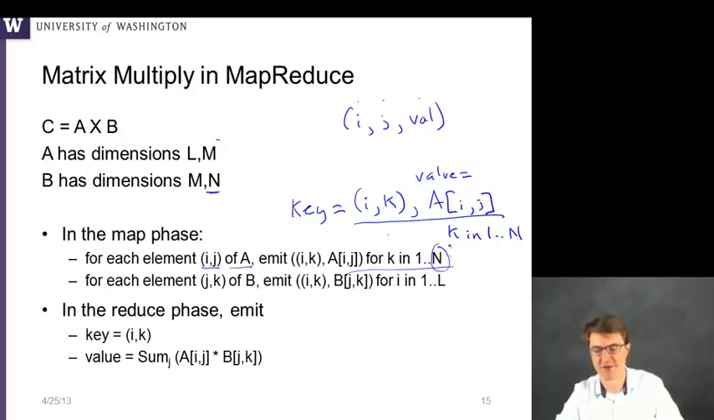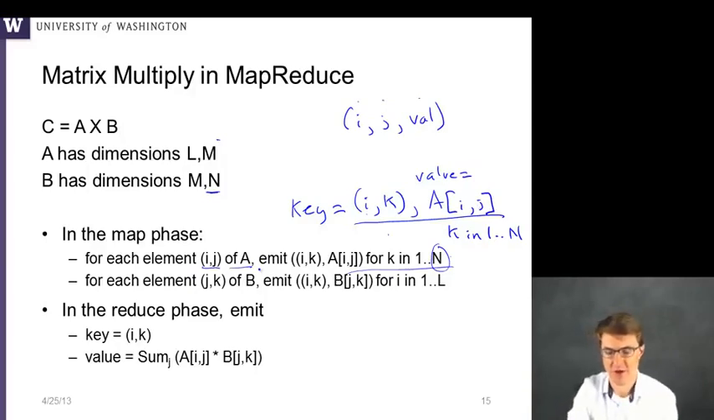So what is this saying? This is saying for every column of B, emit a tuple with key i, k and the value at ij. Okay. So I have a diagram on the next slide that explains this. But what you're doing is you're going to replicate this value to every column in B. Okay.